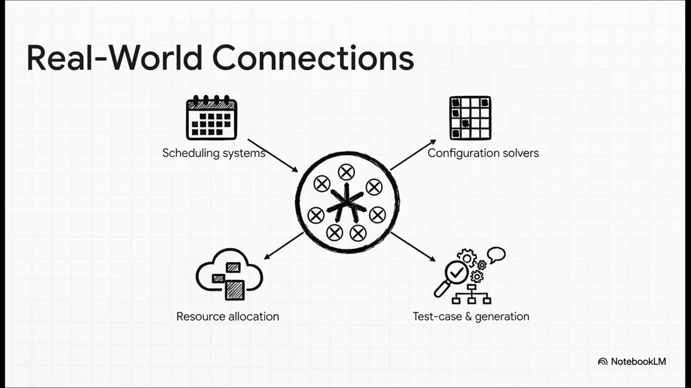And believe me, this is not just an academic exercise. These exact same principles are at work in systems you use every day. Think about a scheduling app trying to find a meeting time for 10 people. That's a constraint problem. Or a system allocating resources in a data center. Or even a tool that generates test cases for new software. They all use the same core logic. Explore the possibilities, but backtrack the moment a constraint is violated.